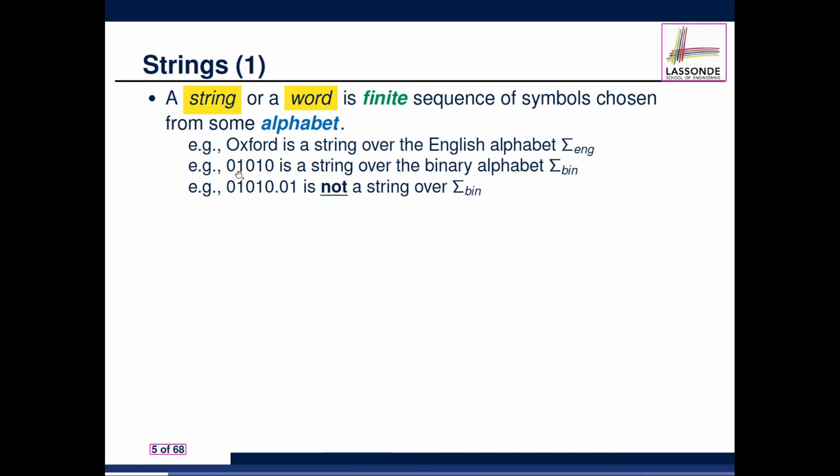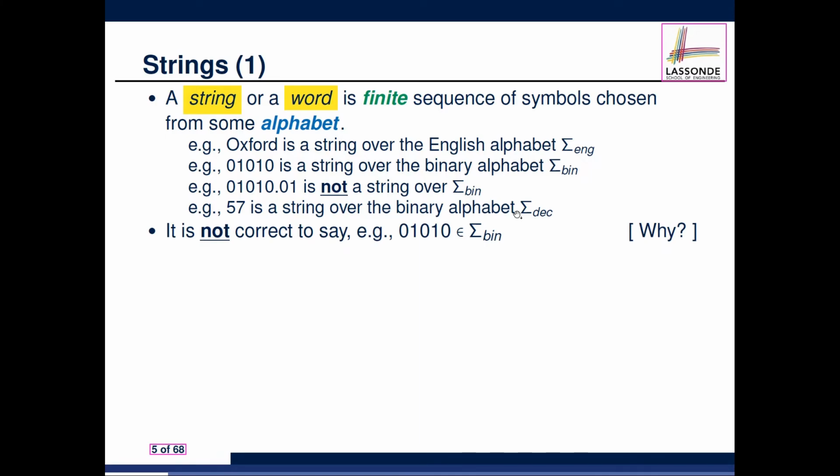Why is this one here not a string over the binary alphabet? What's wrong? The dot. Yeah, exactly. Of course, this could be a quiz question. I would say, justify whether or not this statement is true: this string here is a string over the binary alphabet. That should be wrong, because this particular character over here is not a member of that alphabet. Easy question. And obviously, 57 is a string from the decimal alphabet.